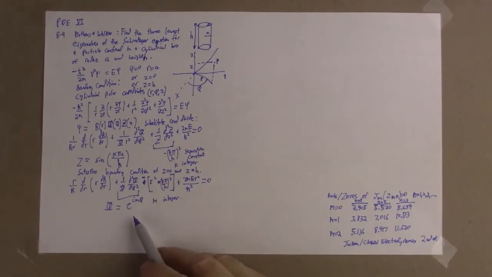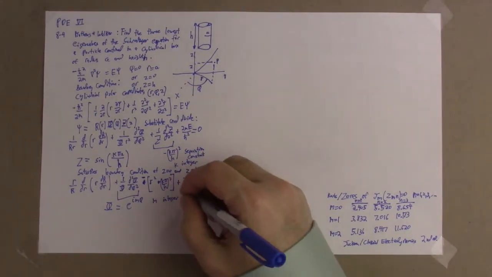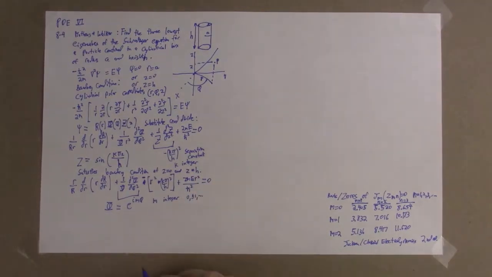The reason why we're using this is the only thing we have to satisfy here is continuity. We have to have the same thing at phi equals 0, and we have to have the same thing at phi equals 2 pi. Otherwise, there's no other condition we have to satisfy. The only way we can satisfy that is if m is an integer. And this could be plus or minus 0, plus or minus 1, and so on.